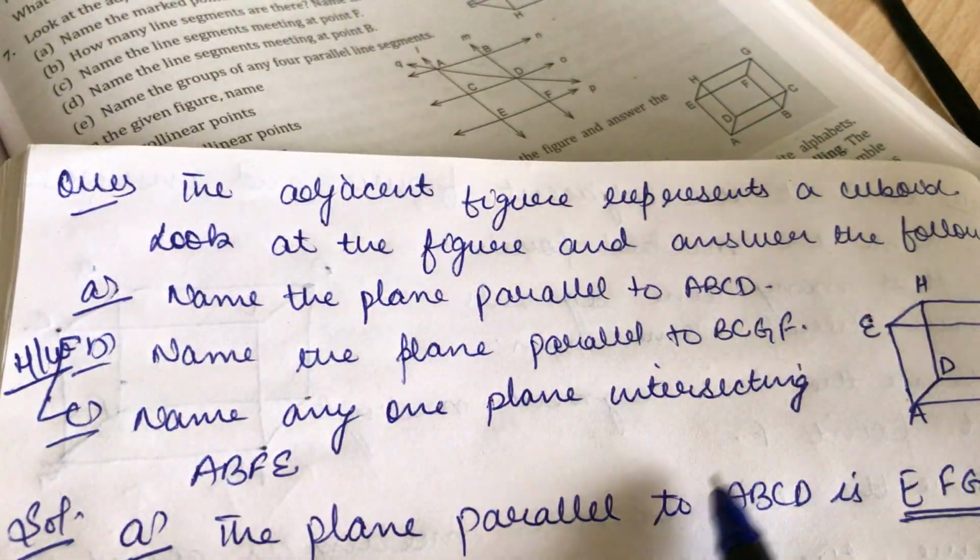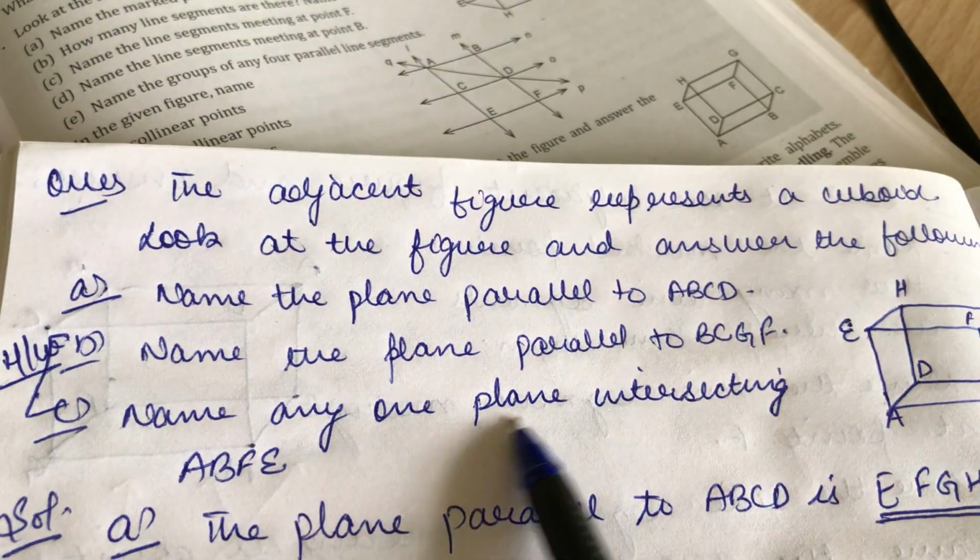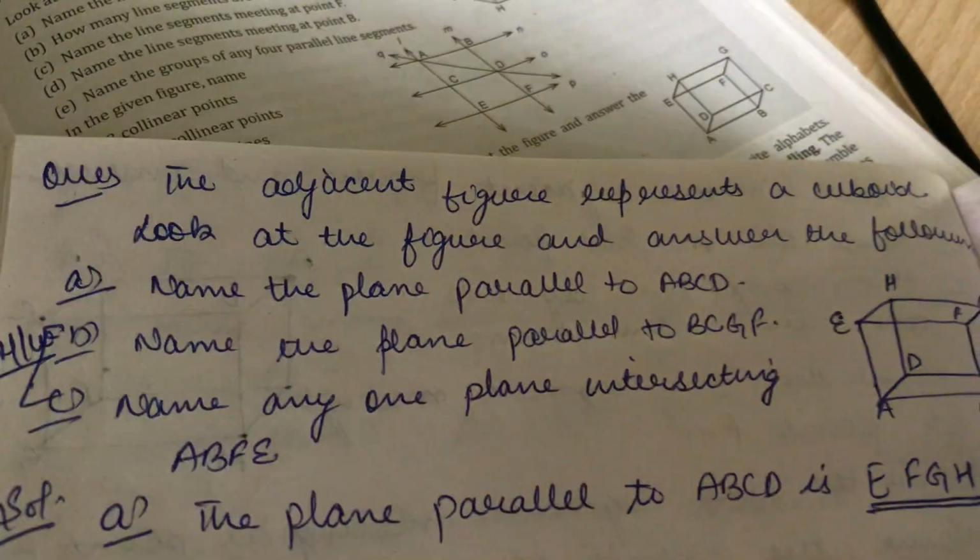B and C parts are your homework. Name the plane parallel to BCGF. And C part is, name any one plane intersecting ABFE.